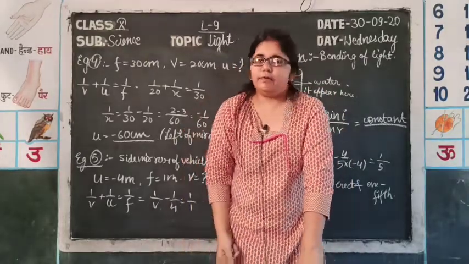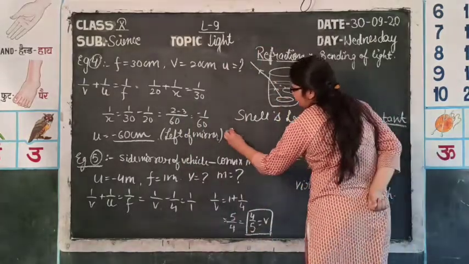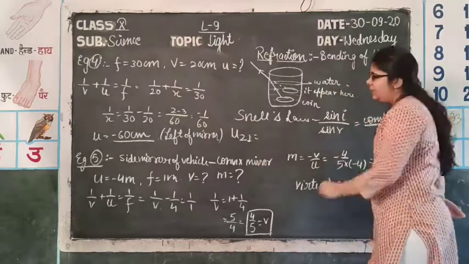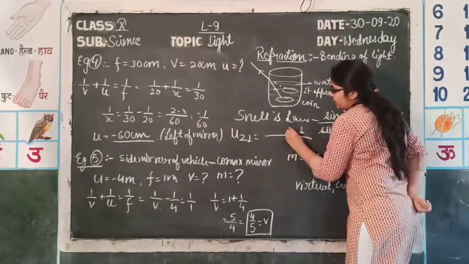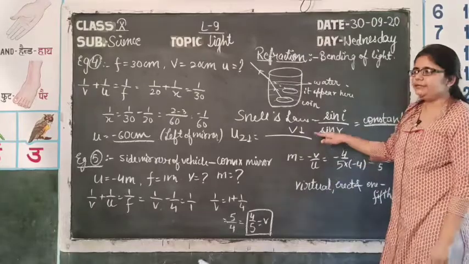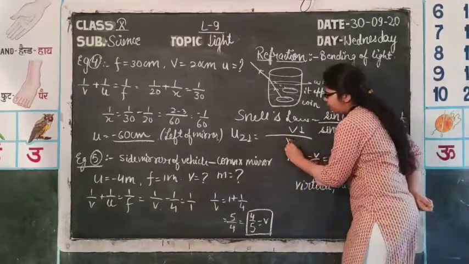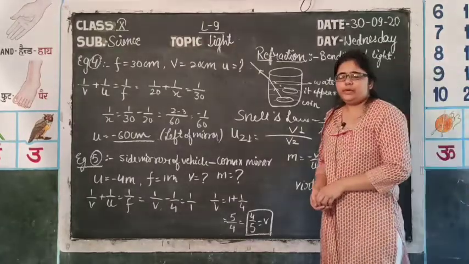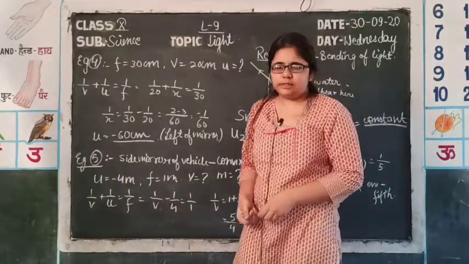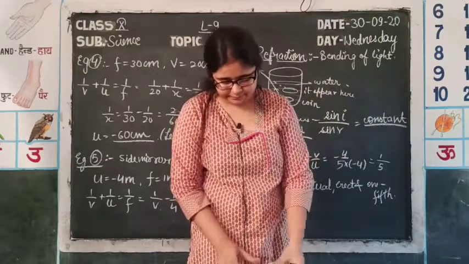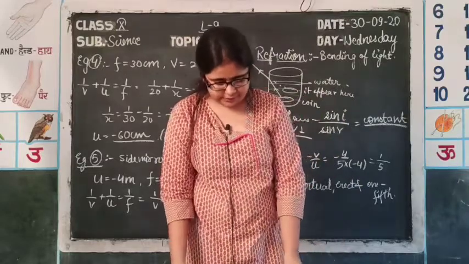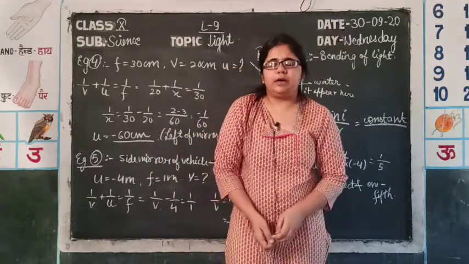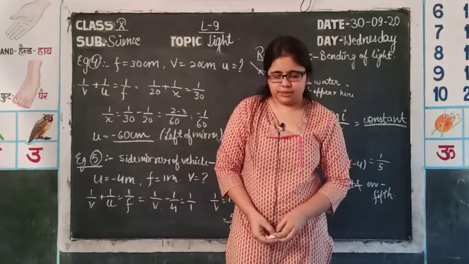You can say when you write the refractive index of 2 with respect to 1, then in the numerator you will take the speed of light in medium 1, and in the denominator you will take the speed of light in medium 2. So mu is inversely proportional to the velocity of light in that medium. This was refraction. Now we will study some common phenomena occurring in our surroundings due to refraction.